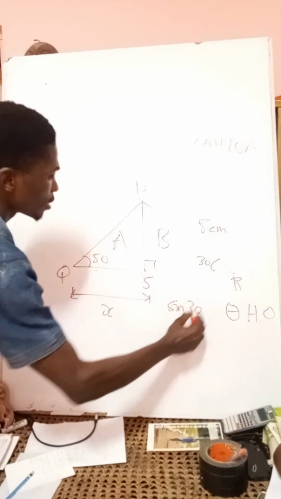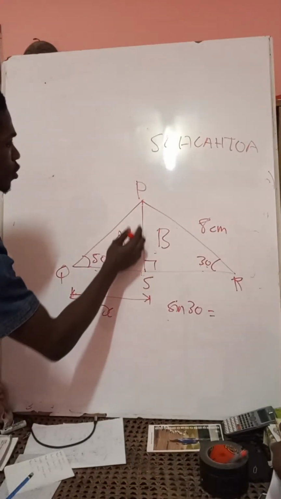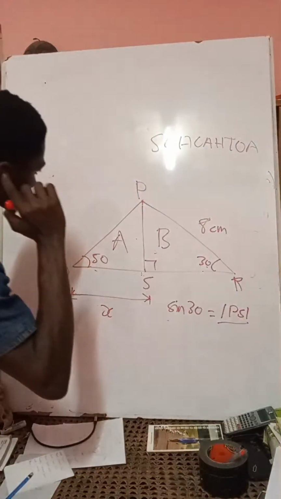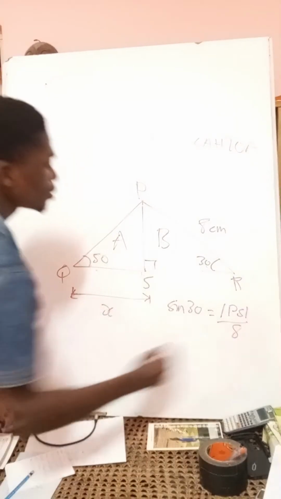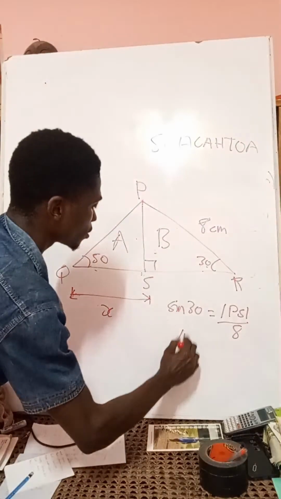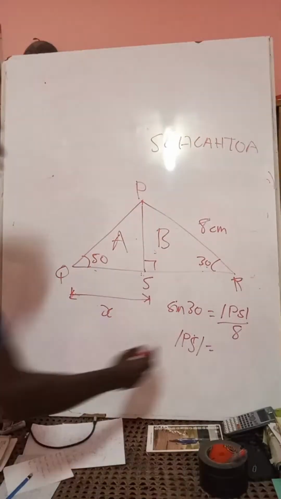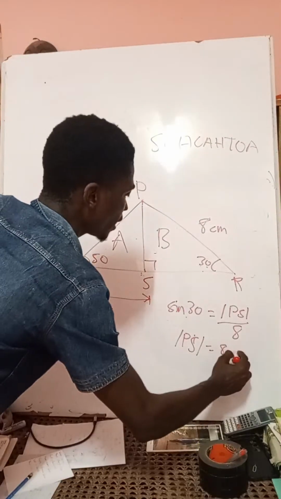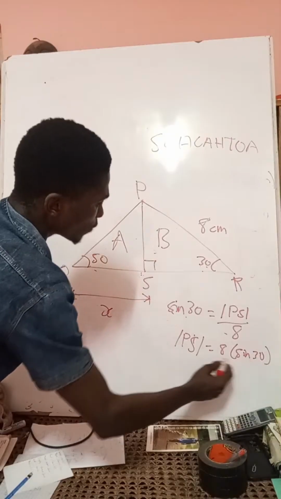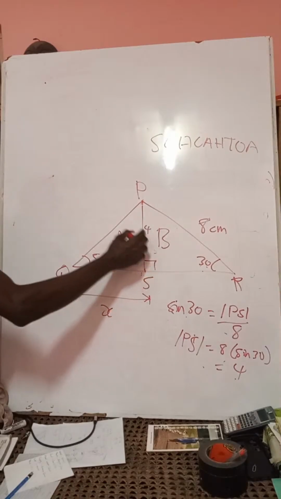So it will be sine theta, which is sine 30, equals the opposite, which is line PS, out of 8. You give me 4? Yes, it should be half because sine 30 is half. So it will be 8 times sine 30. Sine 30 is already half, so it's 4. You get PS to be 4, I mean this side. So you're going to have 4 here.